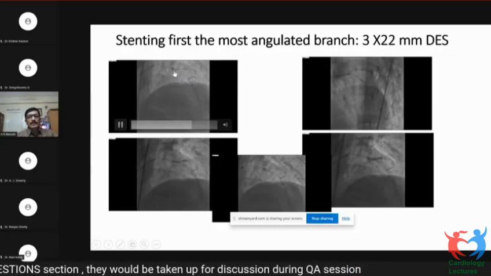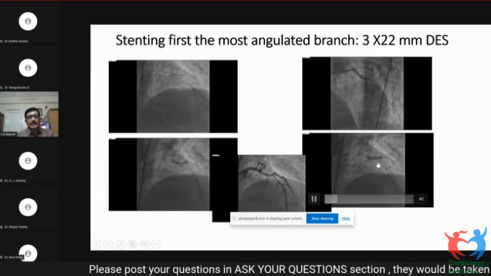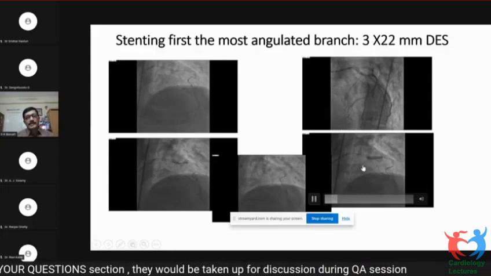This is the 3 into 22 millimeter drug-eluting stent. You can see here this stent was deployed in the diagonal branch, and it was finally deployed at high pressure with a 3 millimeter NC balloon. You can see this nicely opens this diagonal.